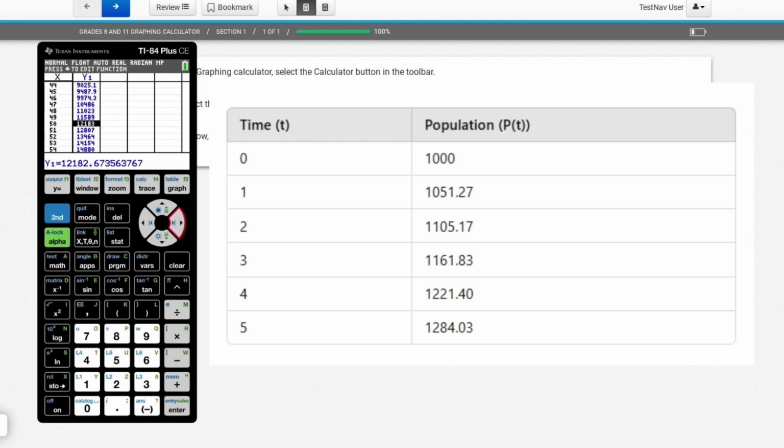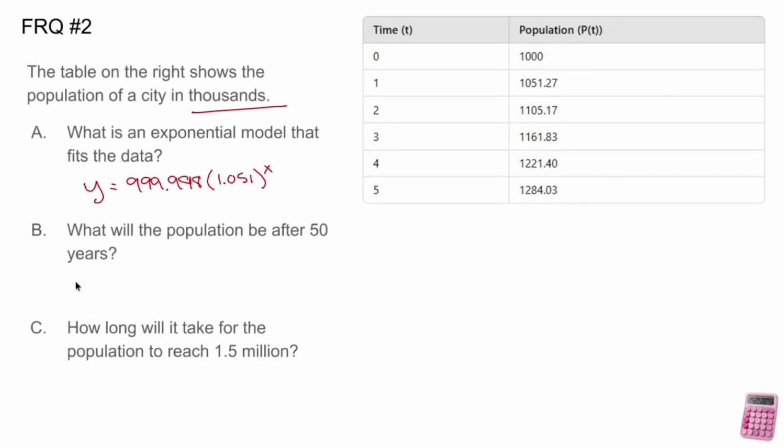So that's going to be 12,182,000 and so on. All right, so that's how we do that. The number that I got was 12,182.674. Now, turning that into thousands is me multiplying this by 1,000 or just moving my decimal place over right 3 times to get 12,182,674. Okay, so that's going to be my population after 50 years.